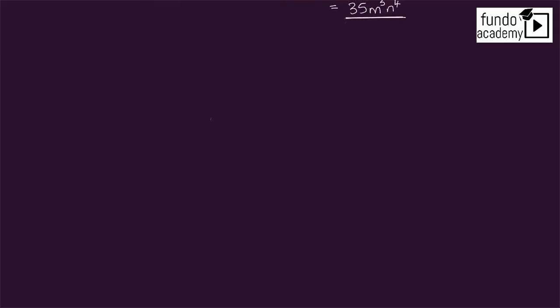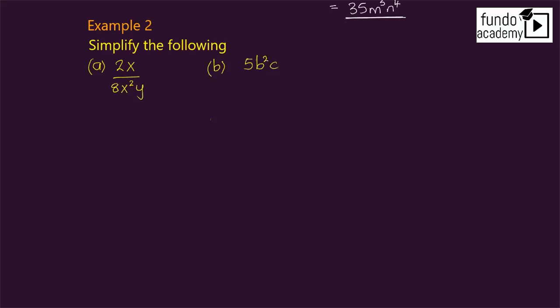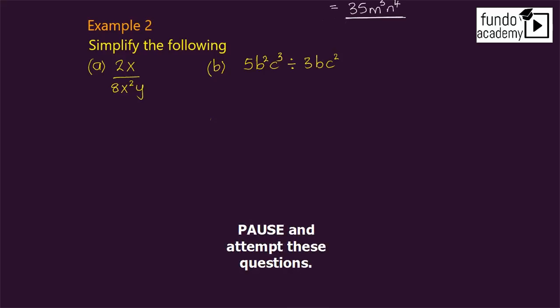Right, so I want to take you to another example, example 2. Example 2 has to do with division. So we have 2x divided by 8x squared y on part A, and on part B we have 5b squared c cubed divided by 3bc squared. You may want to attempt these problems A and B, so I can give you just 3 minutes to solve part A and part B. Starting from now, you can pause the video.